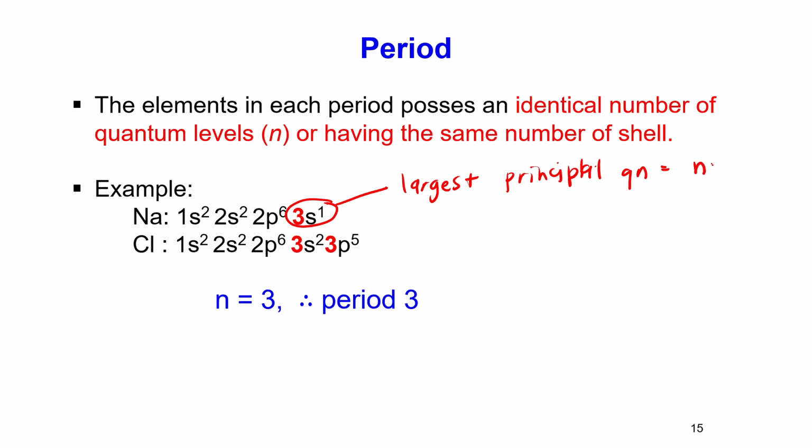N equals 3. So from n equals 3, we can identify that this element, sodium, is in period 3. Same goes for chlorine. The largest principal quantum number refers to n equals 3. So chlorine is also in period 3.